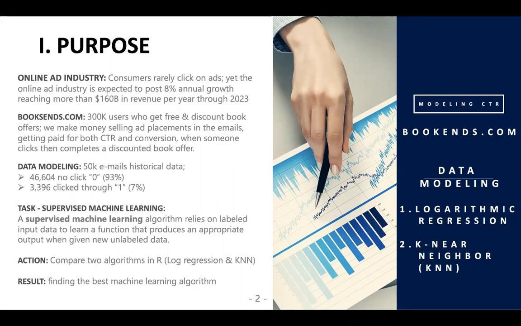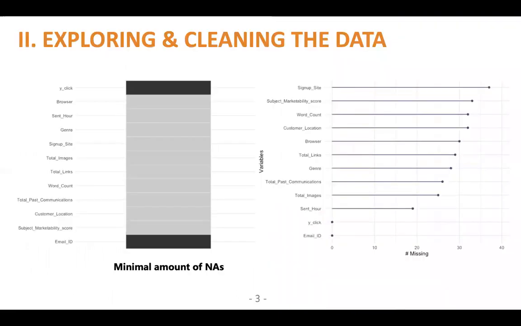through those emails. Our task is supervised machine learning, which is an algorithm that relies on labeled input data to learn a function and produce output given new unlabeled data. So we will predict data based on a trained set on a data set that the algorithm has not seen before and see how the algorithm is performing. We will also compare two algorithms in the R programming language, logistic regression and KNN. As a result, we're trying to help you find the best machine learning algorithm for the prediction and to drive our marketing efforts. Without further ado, let us discuss the data.